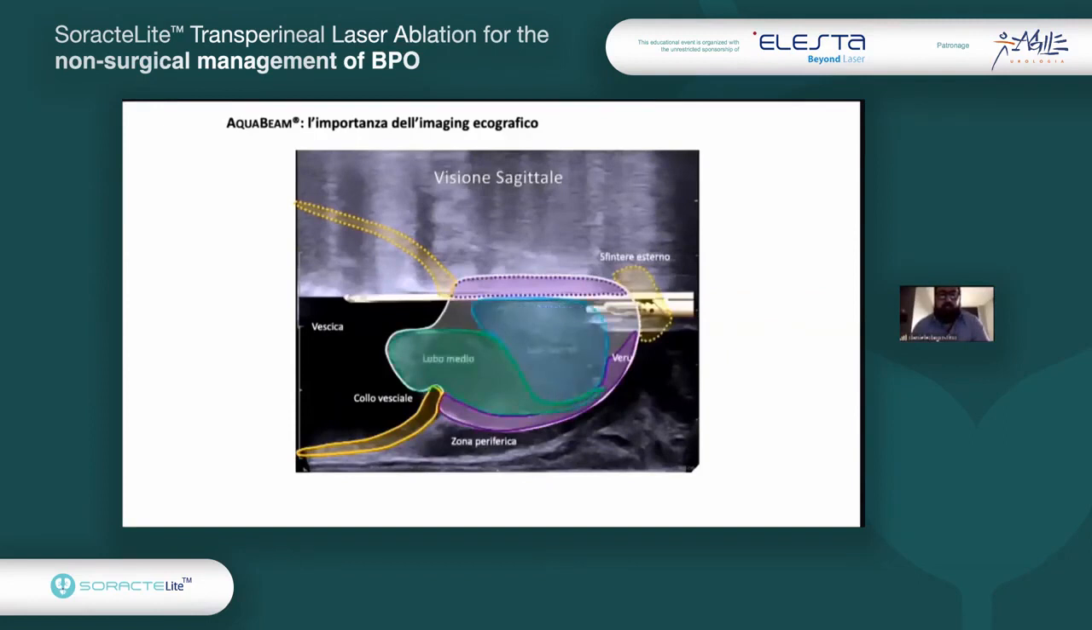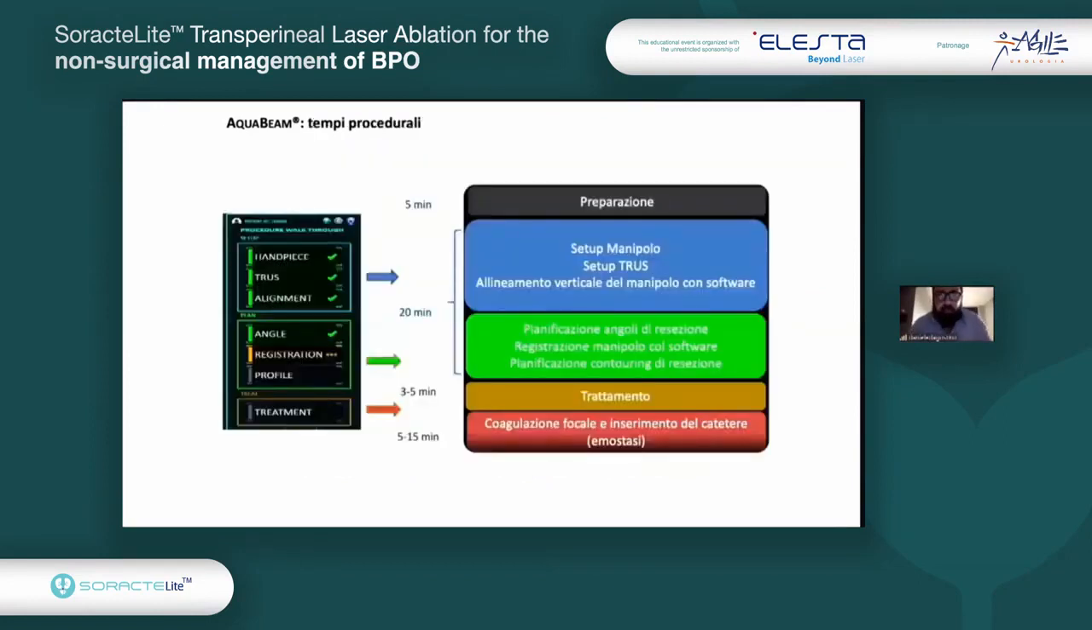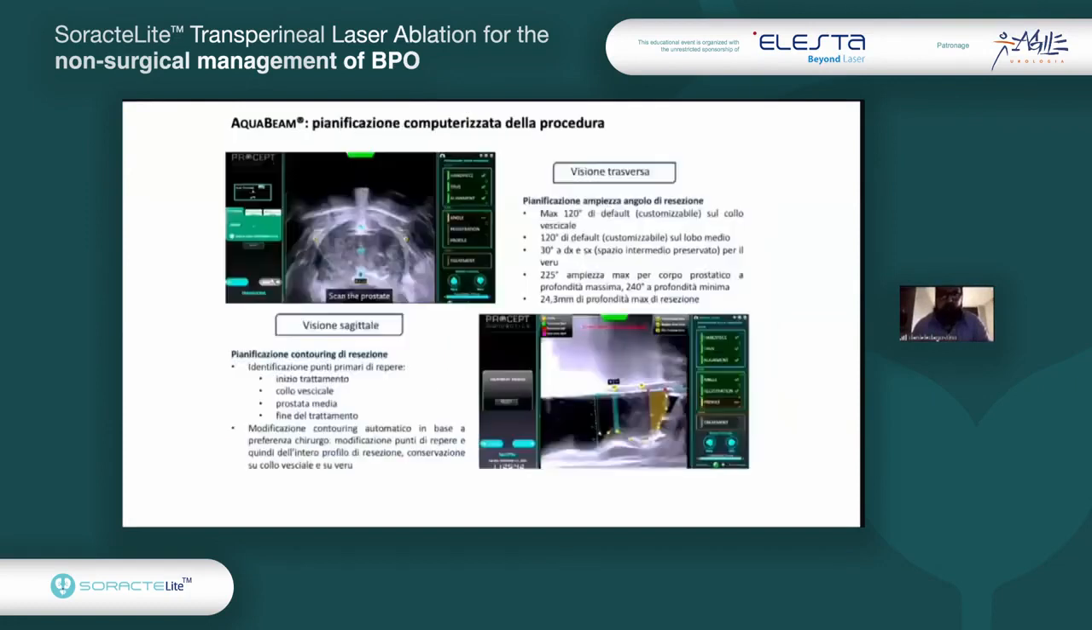The procedure is step by step. In a first step, we set the handpiece of the Aquabeam, and we set the TRUS, the ultrasound, to plan the water jet treatment. In a second step, we plan the angle of resection and the area of resection, and the last step is the treatment, the ablation with the water jet.